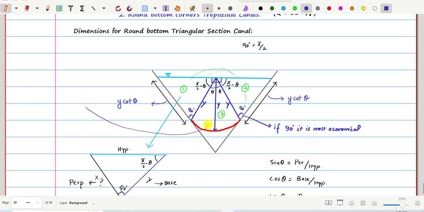The area of the circular part, let me find it here. As we know, the whole area of a circle is 2 pi in the form of radian, right? Because 2 pi means a 360 degree angle. And this can be equal to the area of the circle, which is pi r square. You know that, right? This is the formula for area.